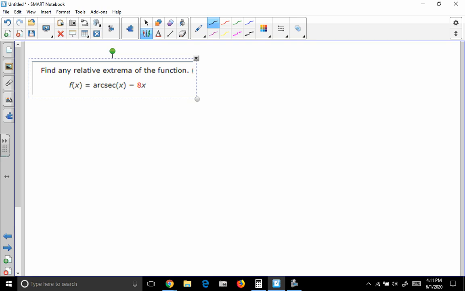Let's do one more problem from this section. So it asks us to find any relative extrema of this function. And remember, relative extrema are maximums or minimums, points that are higher than the surrounding points or lower. Now remember, where they occur is at critical points, and those are where the first derivative is 0. Occasionally where the first derivative is undefined, but typically where the first derivative is 0. So we need to find the first derivative for this particular function.